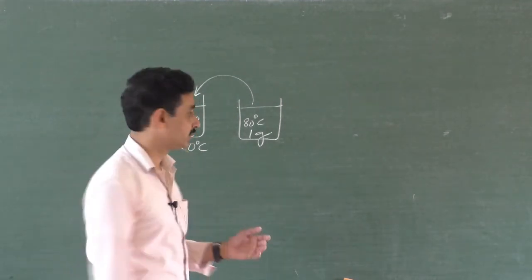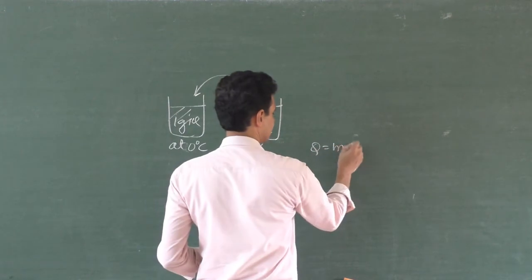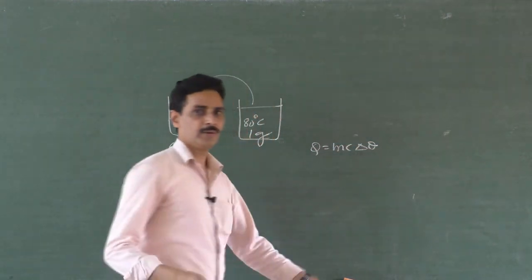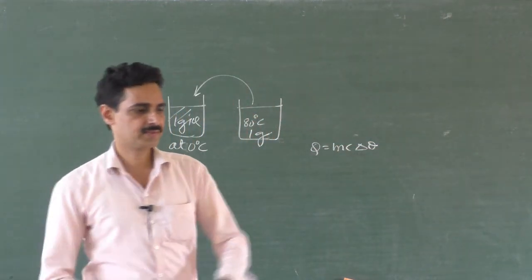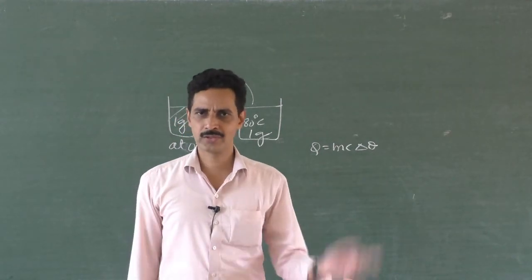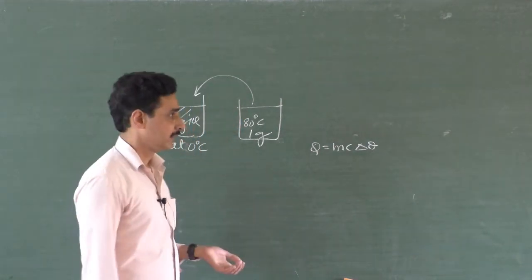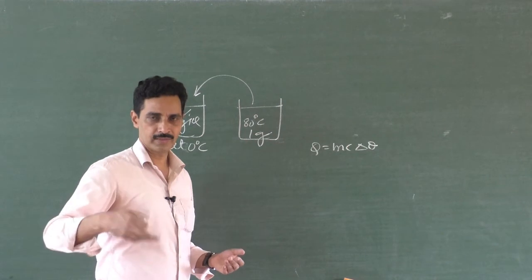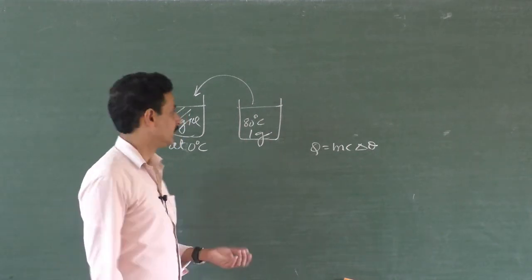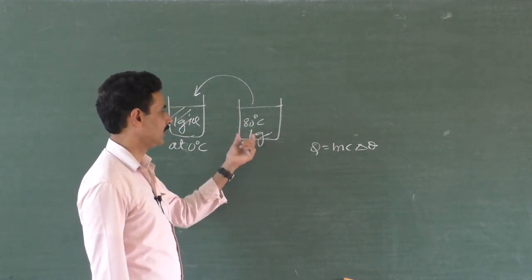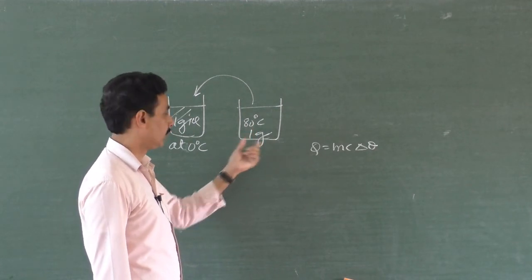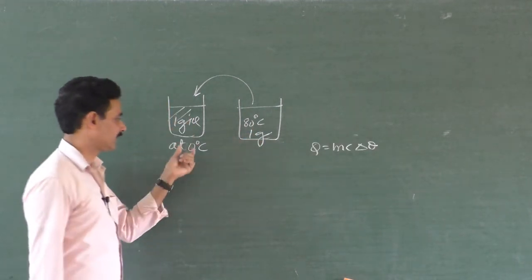Do you need to use this formula, mc delta theta, and put the formula like heat lost by the hot substance equals heat gained by the cold substance? Of course, you can do that, but you can do it simply if you know all the values of the CGS units of water. You have 1 gram of water at 80 degrees Celsius and 1 gram of ice at 0 degrees Celsius.